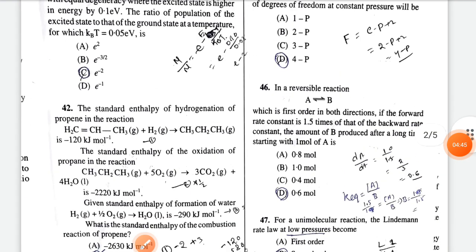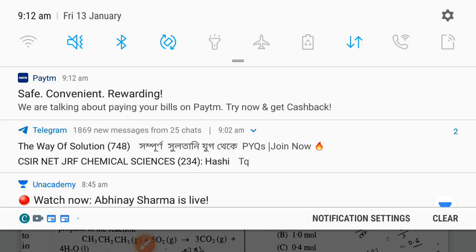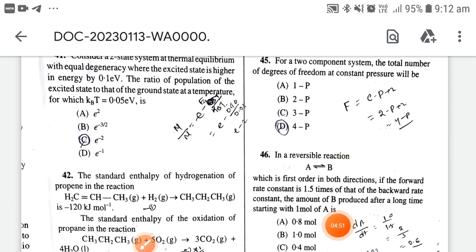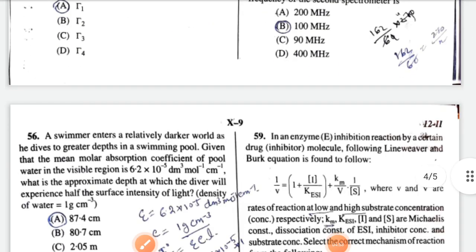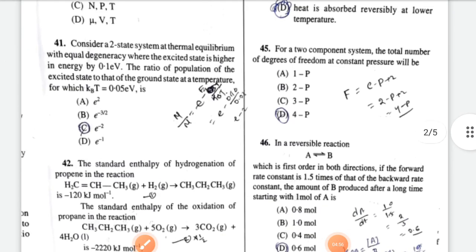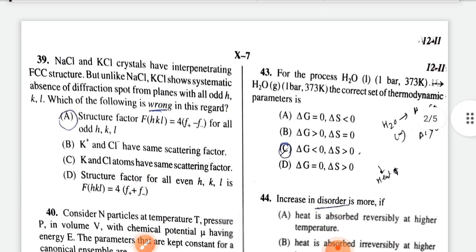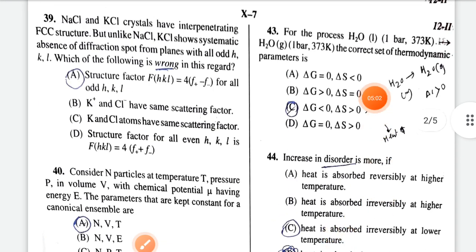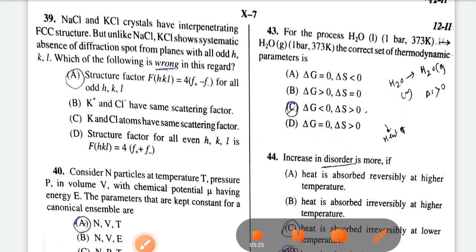Next, 43. For the process H2O liquid to H2O gas, the correct set of thermodynamic parameters. Here, as liquid goes to gas, entropy increases, so delta S is greater than 0. The process is spontaneous, so delta G is also negative. So the correct option is option C.